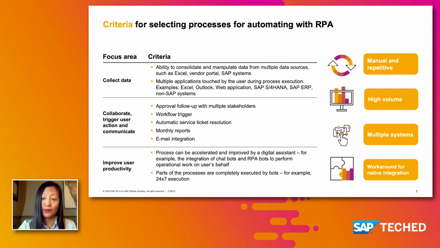The third opportunity area is around productivity improvement. So any process can be accelerated and improved by a digital assistant. For example, the integration of chatbots with RPA is to perform operational work on users' behalf.